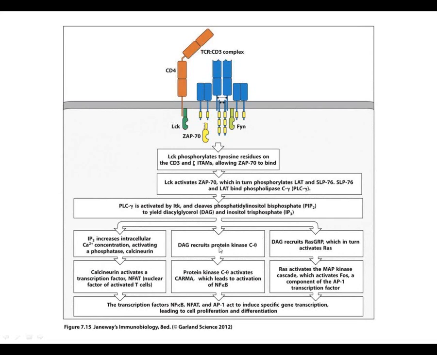DAG has two jobs. It can recruit protein kinase C, which works through CARMA to activate NF-kappa B. It can also go through the RAS-MAP kinase pathway and activate a series of mediators which lead to AP1 activation. All right.